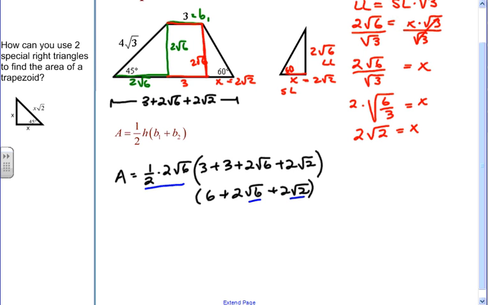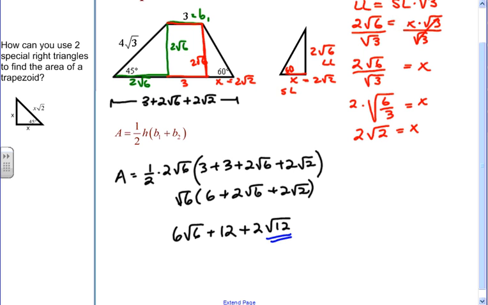However, over here, again, 1/2 times 2 root 6 is just root 6. But if we want to distribute this through, root 6 times 6 is 6 root 6. Root 6 times 2 root 6, remember what that was? Root 6 times root 6 is the square root of 36, which is 6. And 6 times 2 is 12. Now we can distribute it to the last term. Root 6 times 2 root 2. So root 6 times root 2 is root 12. So this becomes 2 root 12.